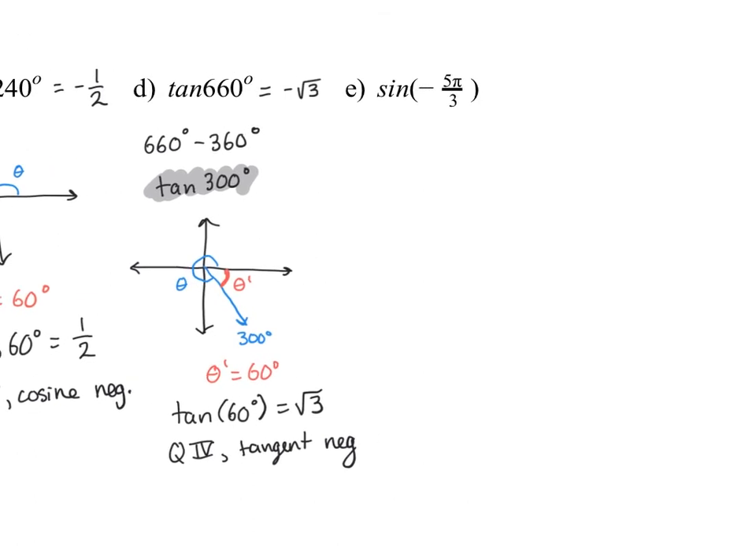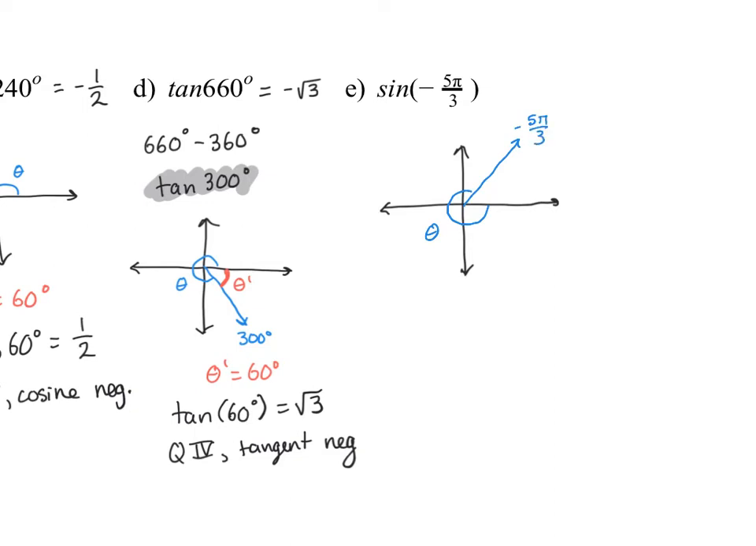And last, we have the sine of negative 5 pi over 3. So let's sketch that really quick. So again, we're moving in that negative direction. So it's almost a full rotation in the negative direction, but we're short one slice. So it falls in quadrant 1. This is negative 5 pi over 3.